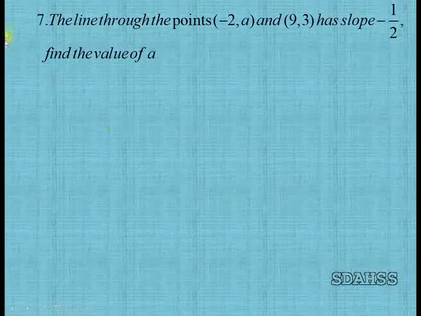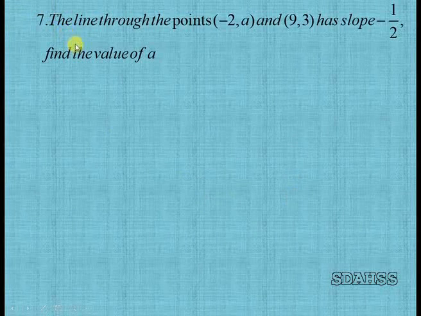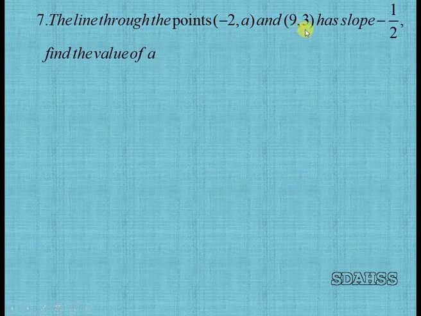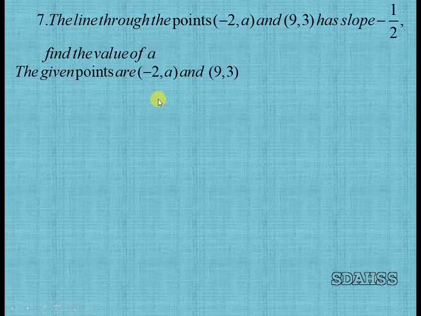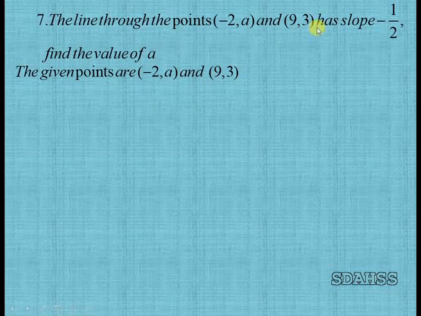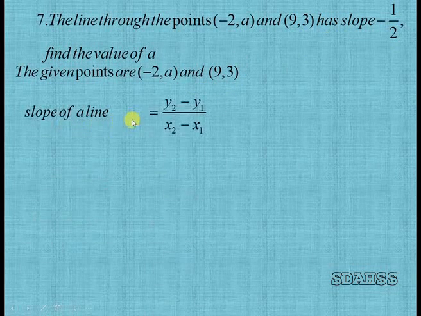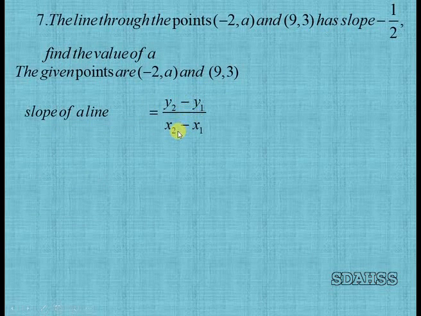Exercise 5.2, seventh sum. The line through the points (-2, a) and (9, 3) has slope -1/2. Find the value of a. So the given points are (-2, a) and (9, 3), and the slope is -1/2. We know that slope is equal to y2 minus y1 divided by x2 minus x1.